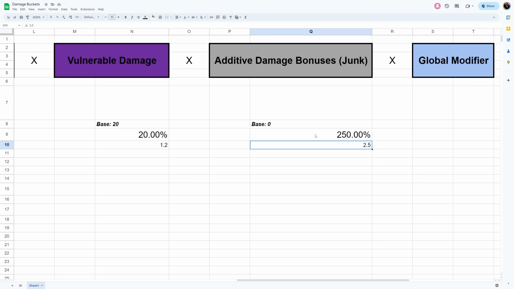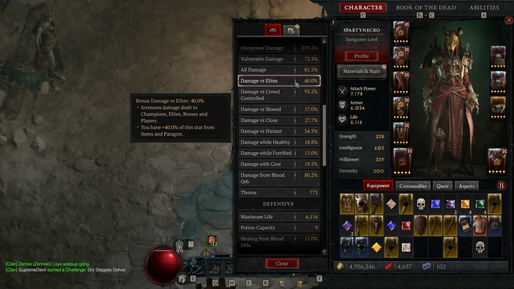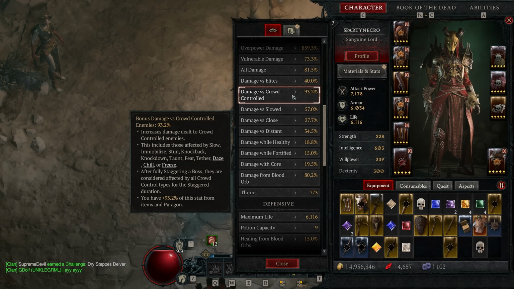This is, again, an extremely contextual bucket, because even though all those things added together are 250%, I might not actually be pulling 250% value, because let's look back at the game. Damage versus elite. Well, maybe I'm attacking a non-elite. Well, that's 40% off of that thing. So now it's 210. Or let's say I am attacking an elite, but it's not crowd controlled. Let's just round that up to a 100. That's 150% rather than the 250.